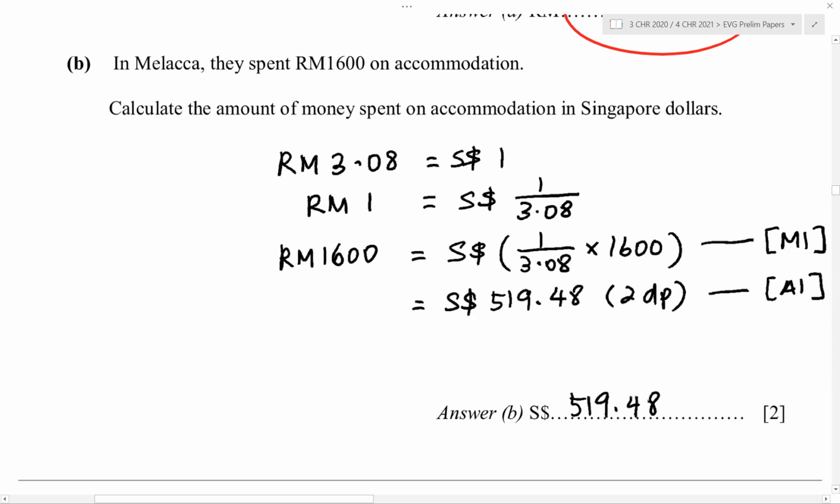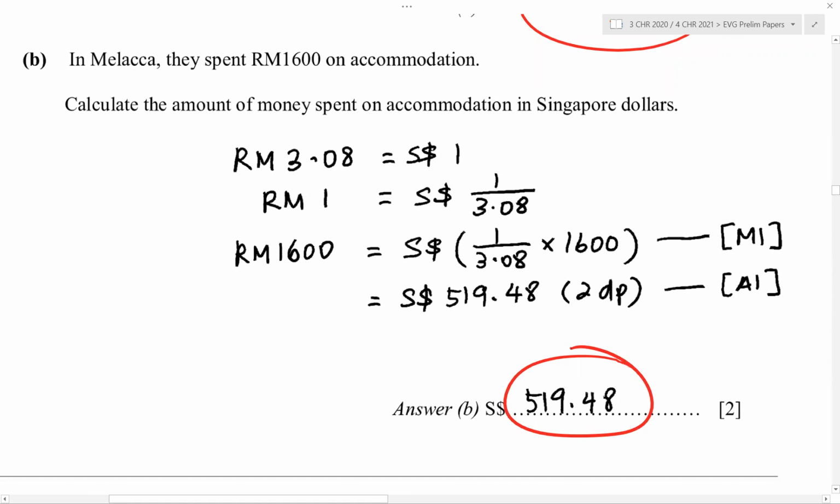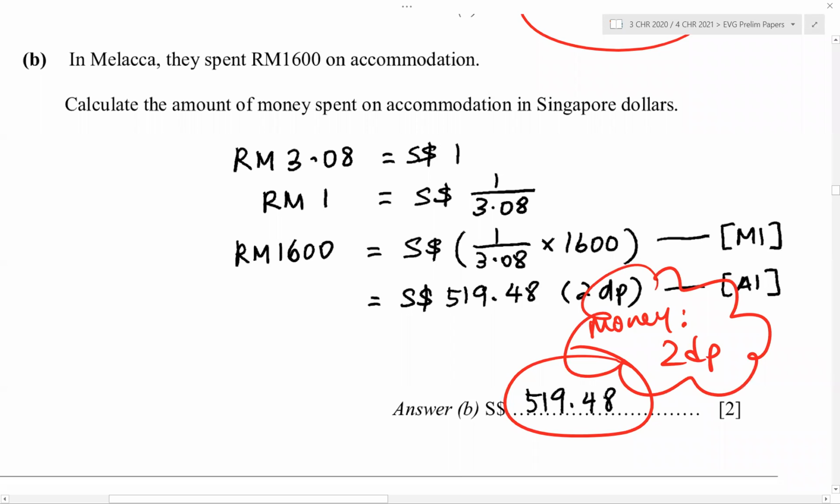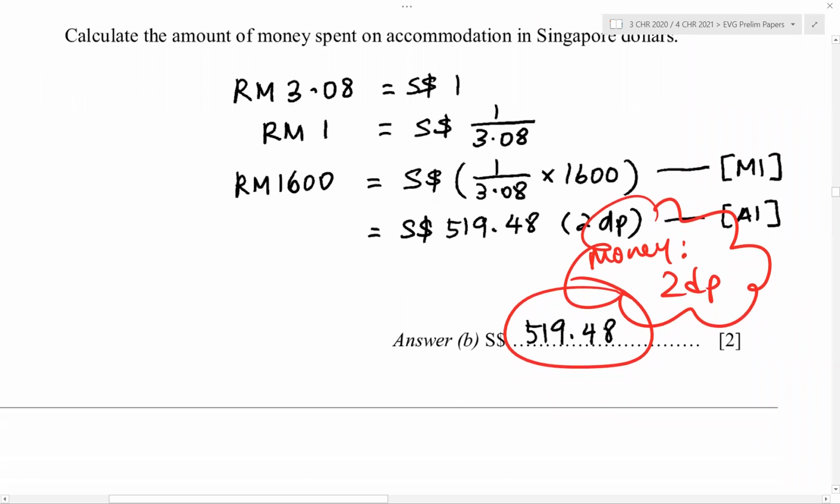Wrong fund, wrong offer. Okay, so same issue. When you're dealing with money, round off to 2DP. Money, 2DP. Please write this down as your notes. When you're dealing with money, round it off to 2DP, not 3SM. 2DP. Nearest cent.